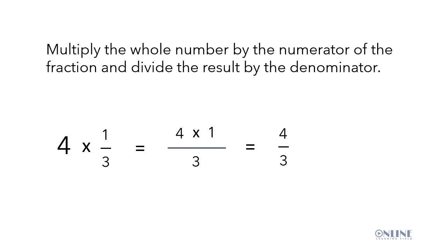What we need to do is multiply the whole number by the numerator of the fraction and divide the result by the denominator. So, we multiply 4 by 1. The result is 4. We then divide this 4, which is the result, by 3, which is the denominator of 1/3. The result is 4/3.